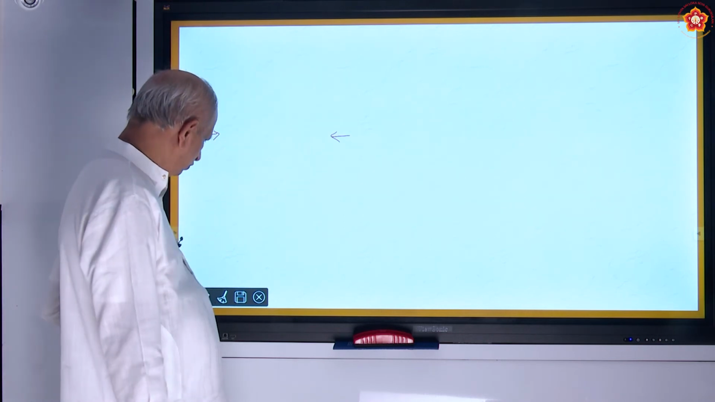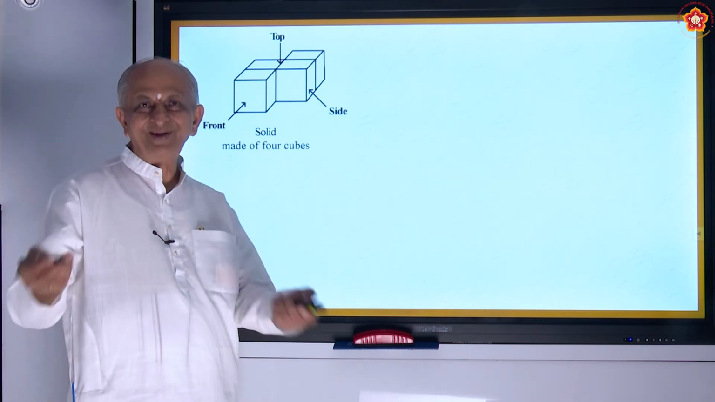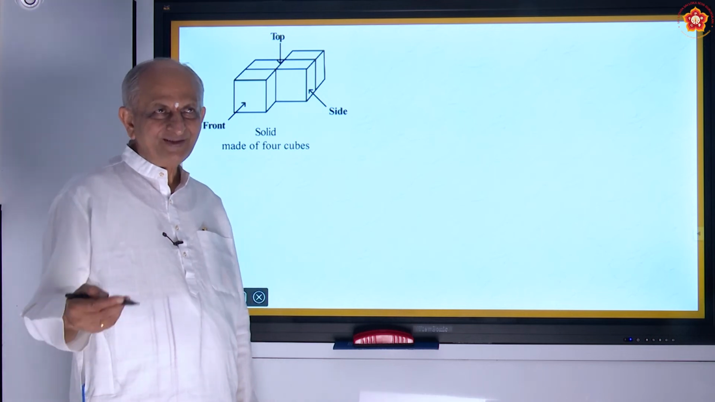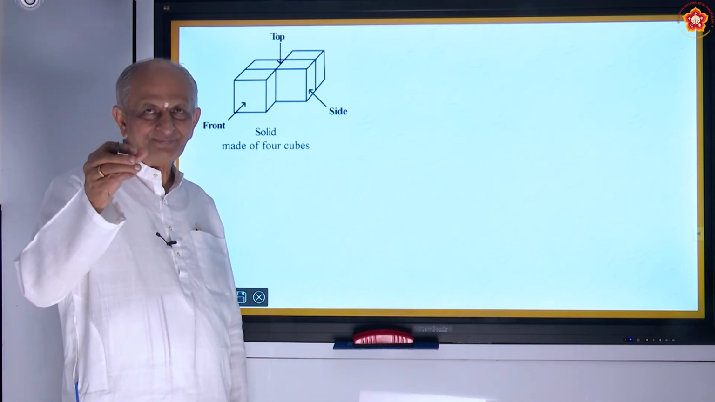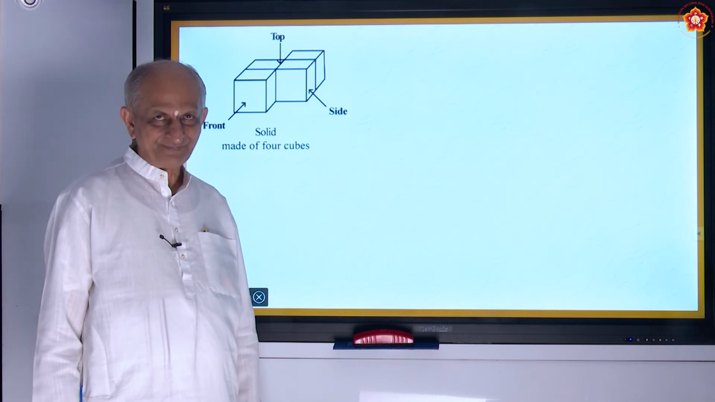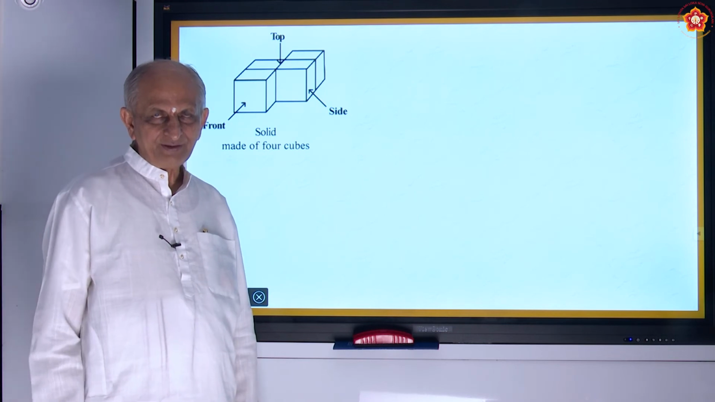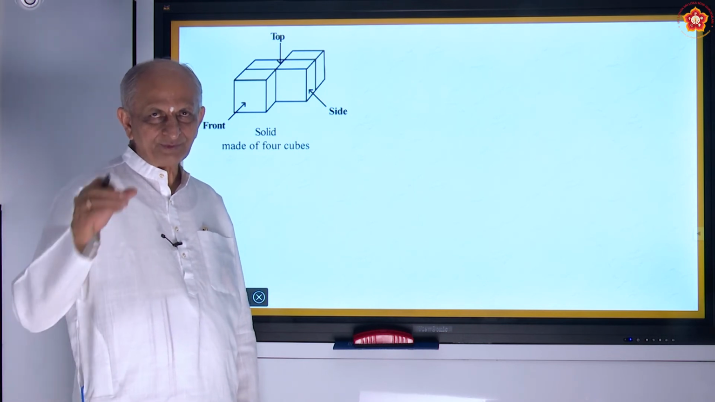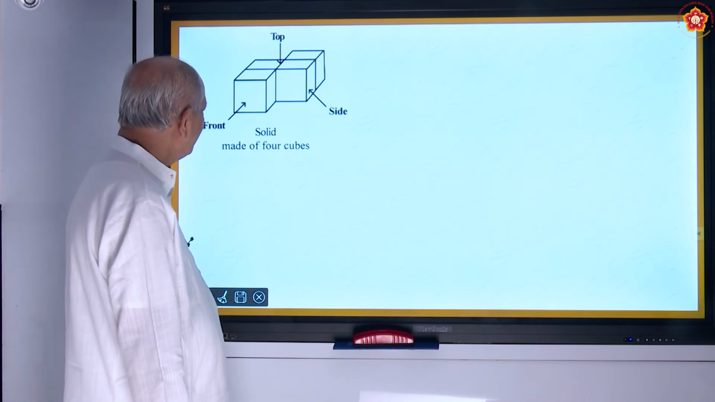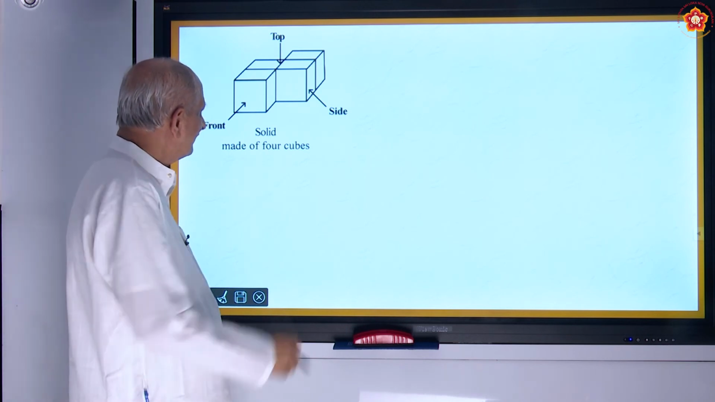Suppose you have 4 cubes. How does it look? You can try yourself. Take some cubes and experiment. Even some sweets are available in cubical form, or tea boxes. I call it Brooke Bond brand. Some special type of tea boxes that you can try. So here it is made up of 4 cubes, arranged like this.